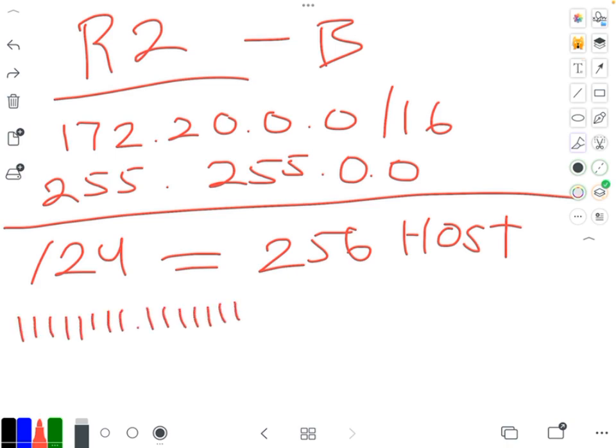What does /24 look like? 1 2 3 4 5 6 7 8, four groups of eight bits. That's our /24 subnet mask in binary. We need to turn off bits compared to when we were in class C. We were turning on bits, now we're turning off bits, right?